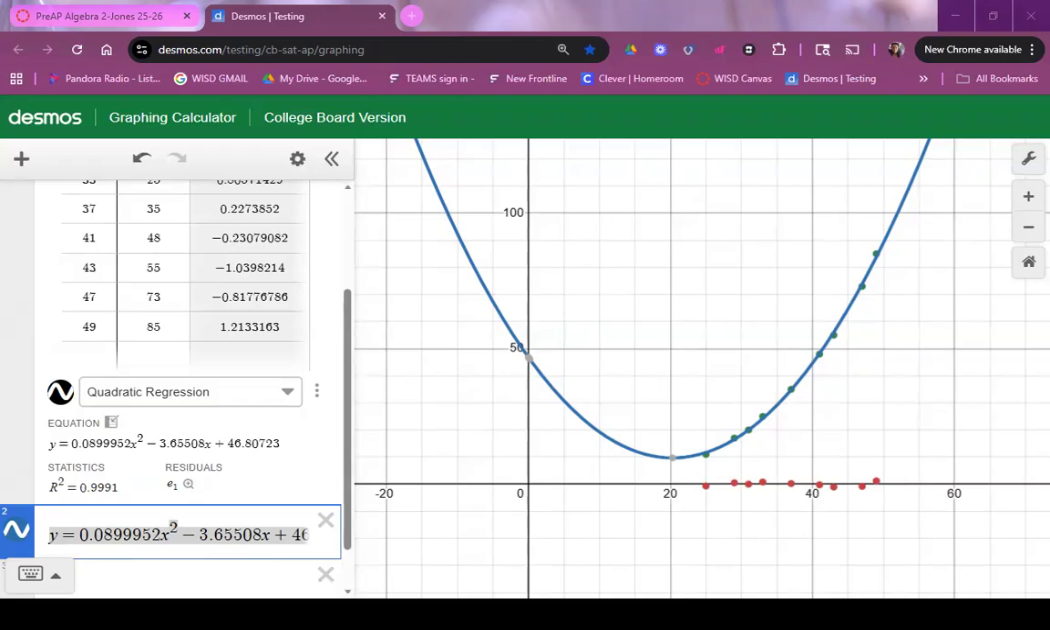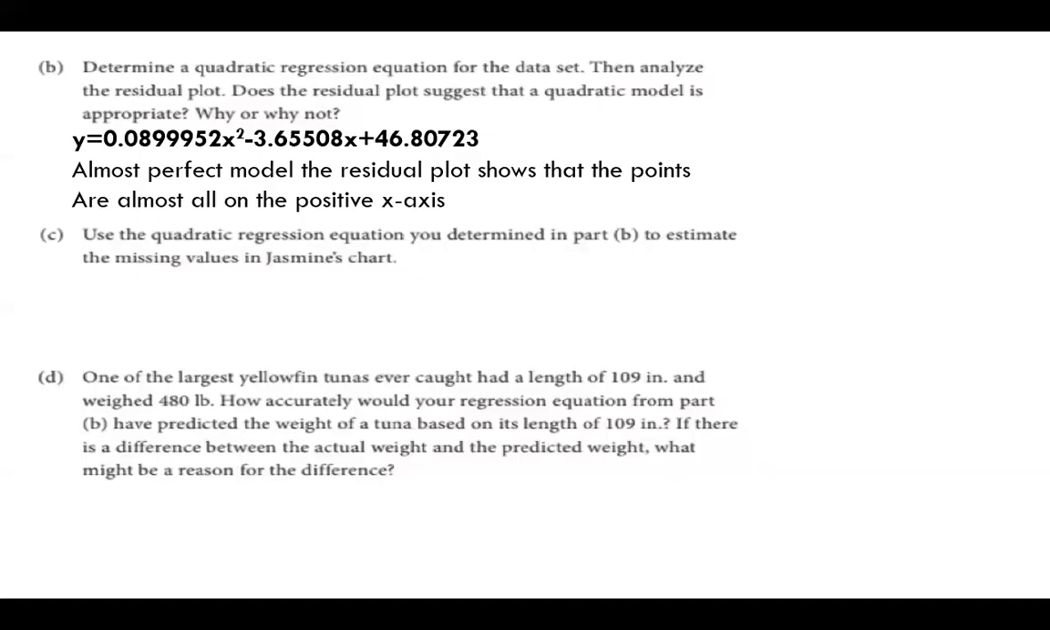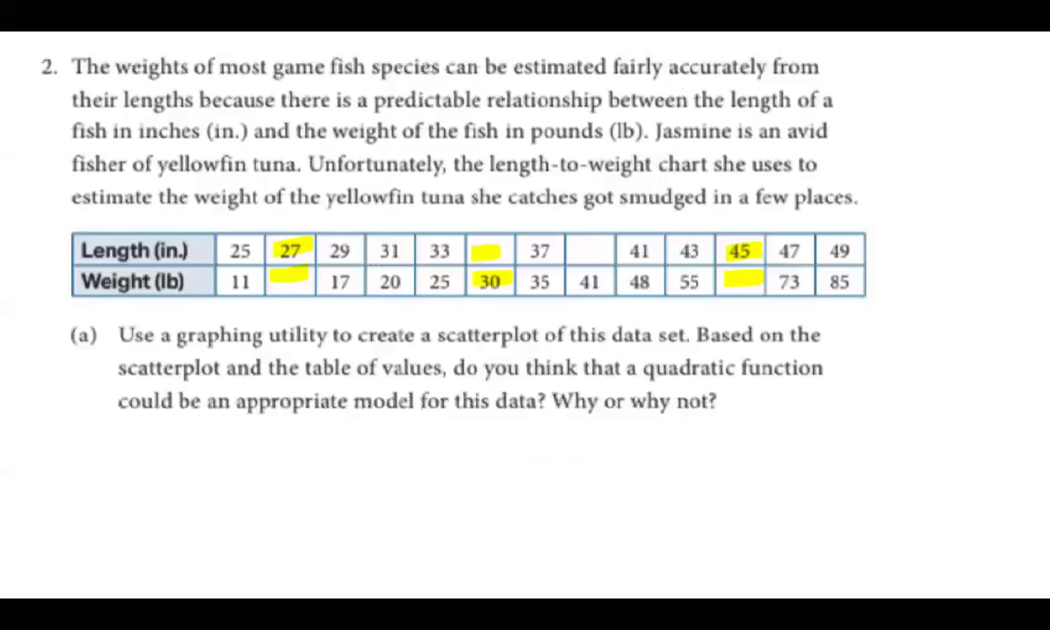All right, so moving on to the next part, it said use the quadratic regression you determined in part B to estimate the missing values in Jasmine's chart. So we got to find all of her missing values, right? So I'm going to go back to Jasmine's chart. I forgot to highlight one of them. And no one was like, Miss Jones, you forgot a box. Thanks for helping me. Okay.